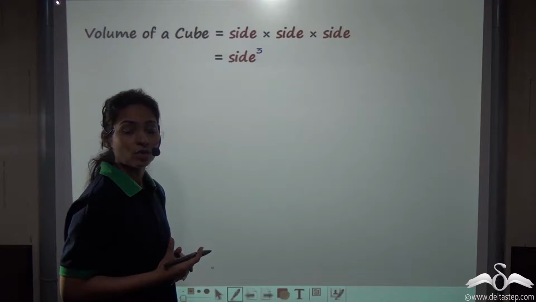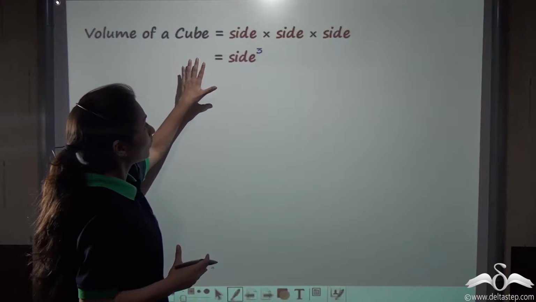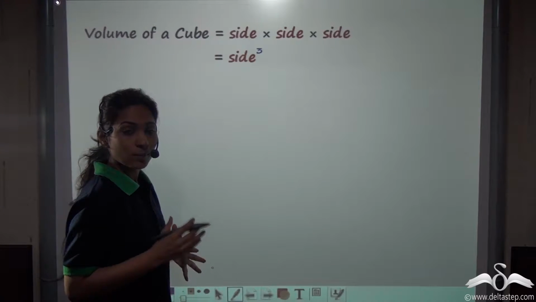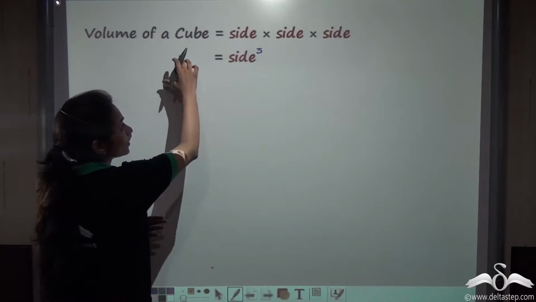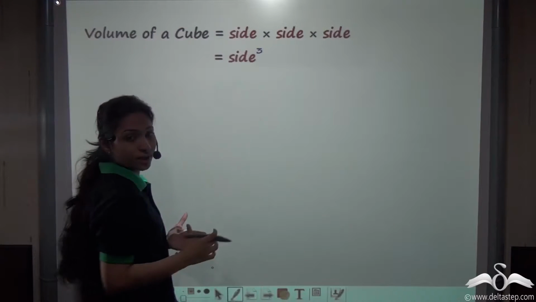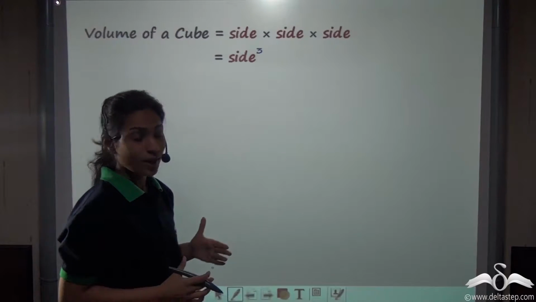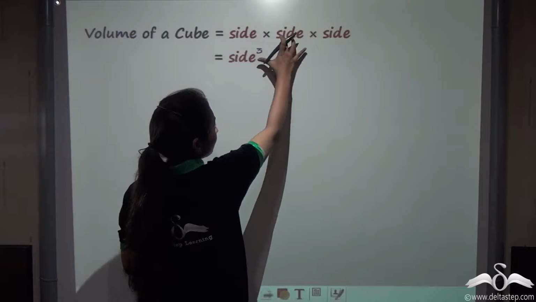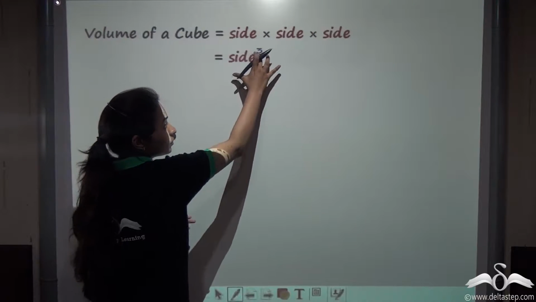You know how to find out the volume of a cube? Well, the volume of a cube is side into side into side, because a cube has length, breadth and height equal. So if the length of a side is given, then the volume can be found out by side into side into side. This, side multiplied with itself 3 times, can be written as side cube.